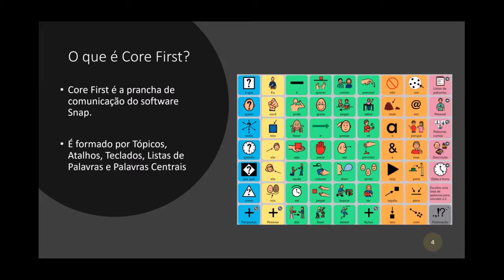Again, Core First is a page set that lives in software called Snap. So that's what the Snap software plus Core First means. It's software and a page set designed for communication.